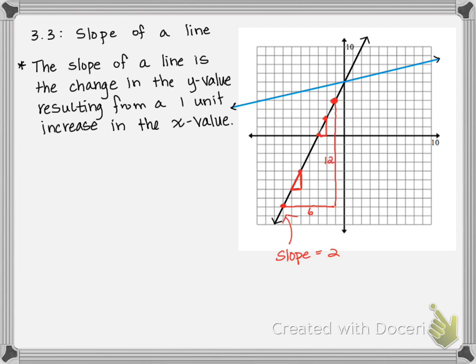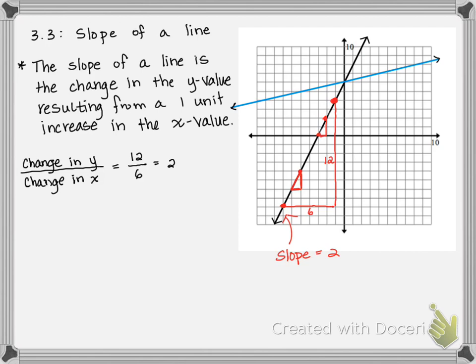And so the ratio is the same, right? If I say the change in the y value over the change in the x value, well, the change in my y value is a positive 12 because we're going up 12. The change in my x value was a positive 6 because we were moving to the right 6. And again, that gives me the same exact slope.